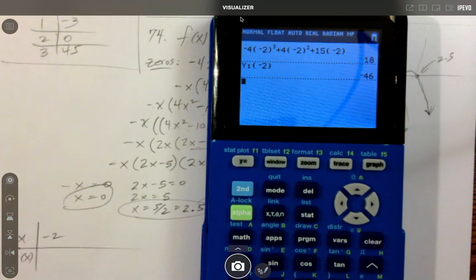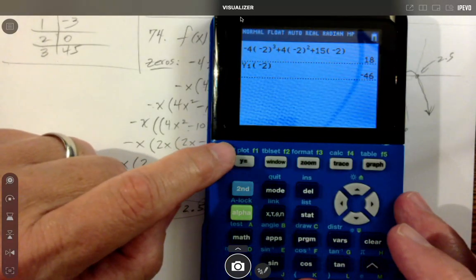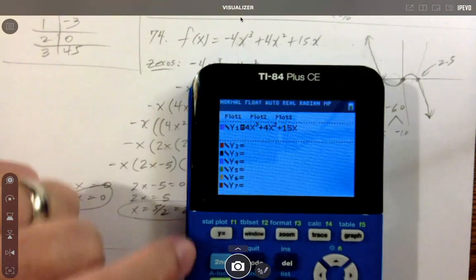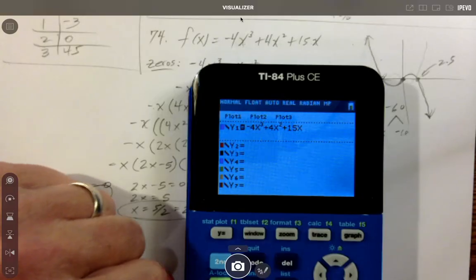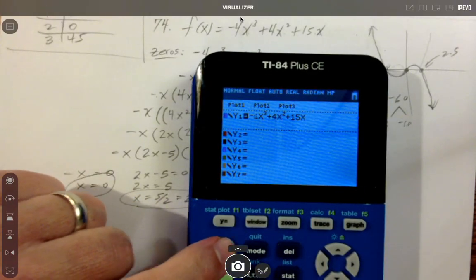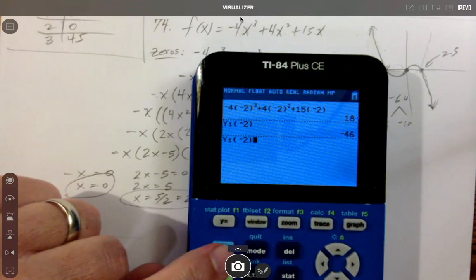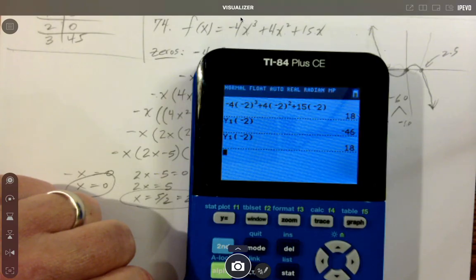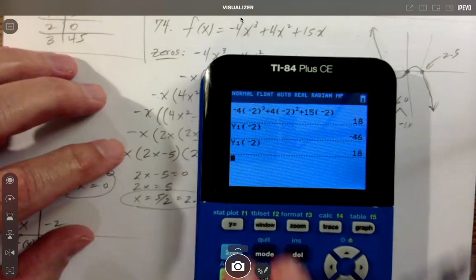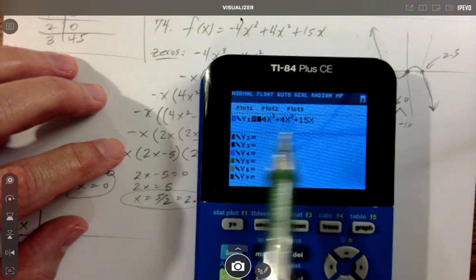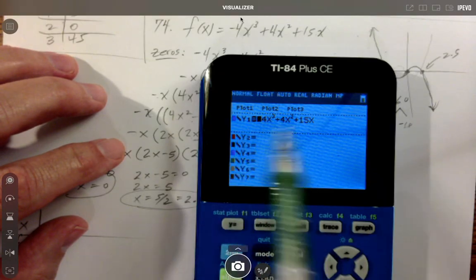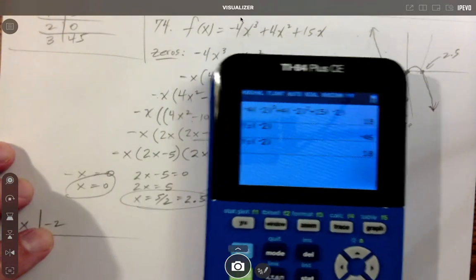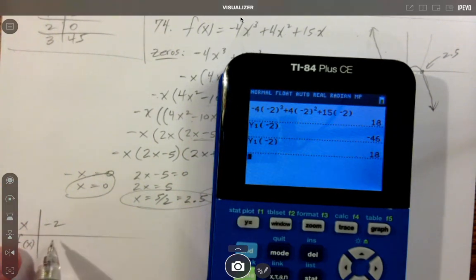And it gives, ooh, that's not right. Oh, I forgot the negative. Okay, let's try that again. So this time it should give me 18, and it does. All right. So I could plug anything into that function. Once you enter it into here, it saves that function as y1. So I can simply plug numbers into y1, and it will give me the output, in this case 18.